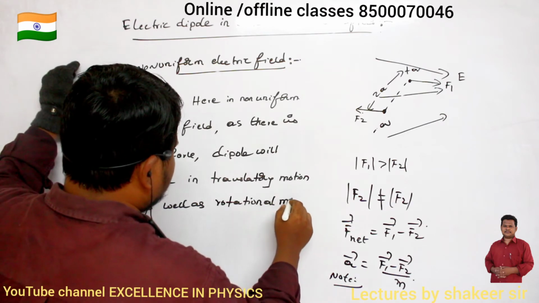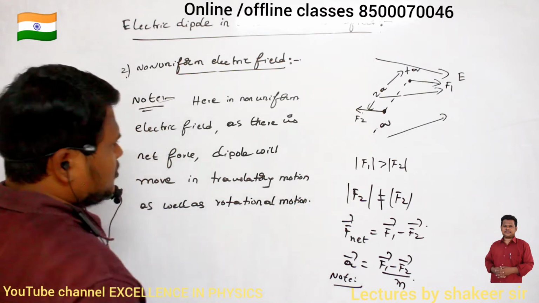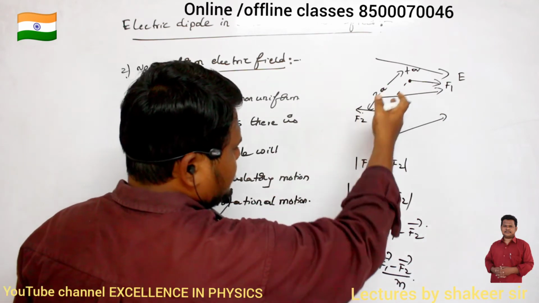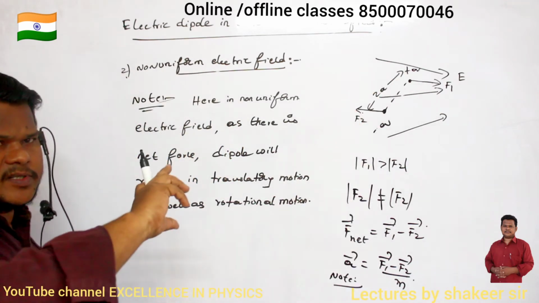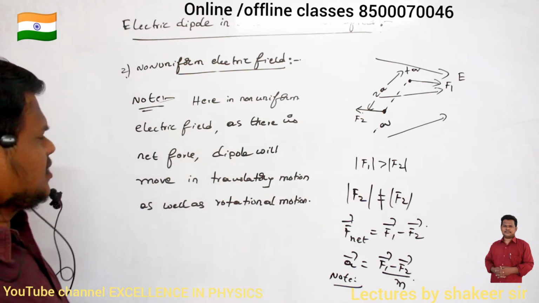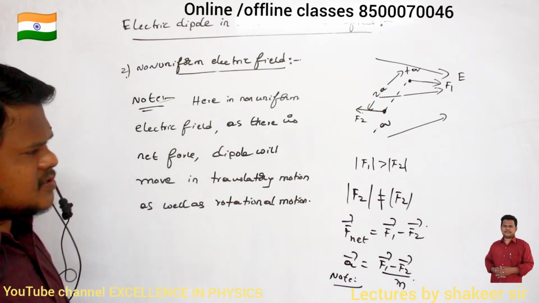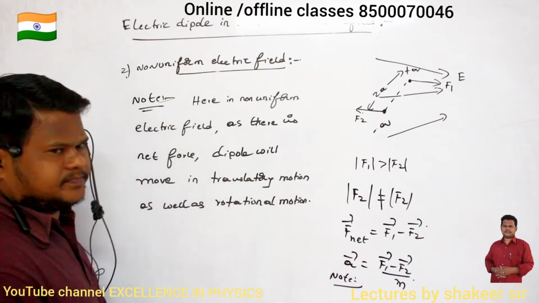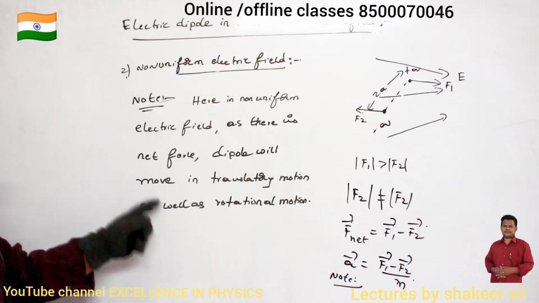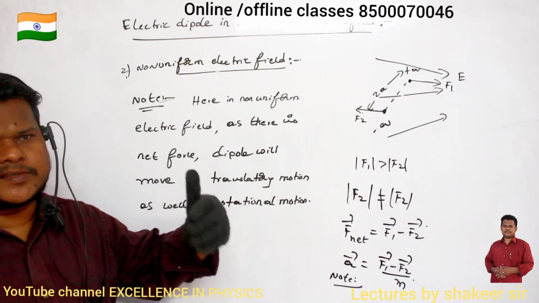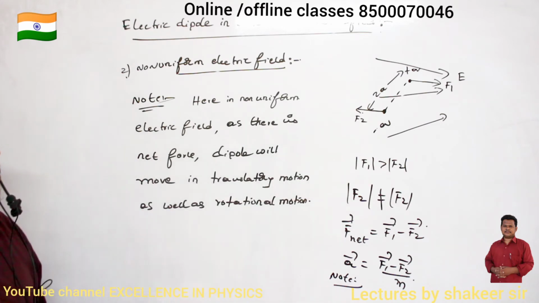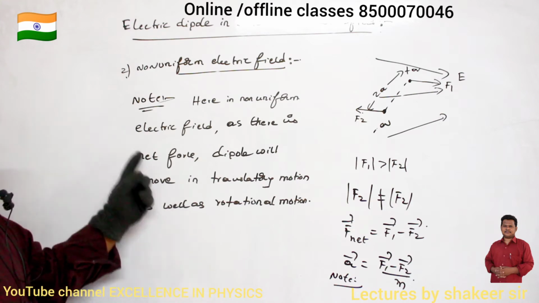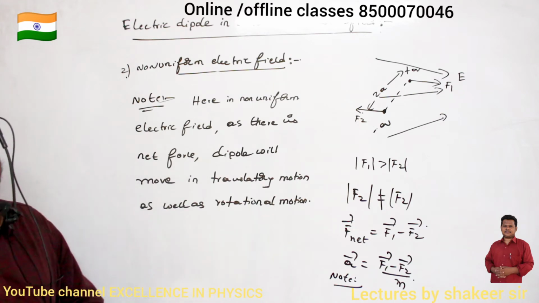Clear? Why rotational motion? Rotational motion is because of the opposite forces, which are responsible for rotation. And translatory motion is because of net force. Clear? So because of these two forces, the dipole will accelerate as well as rotate. So this is what happens when a dipole is placed in a non-uniform electric field.